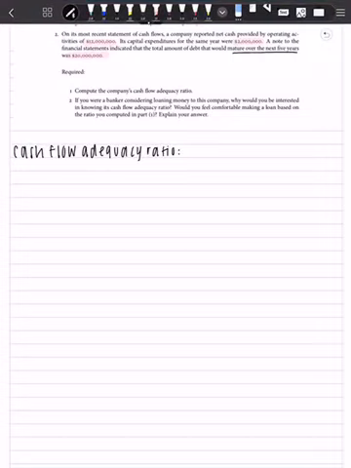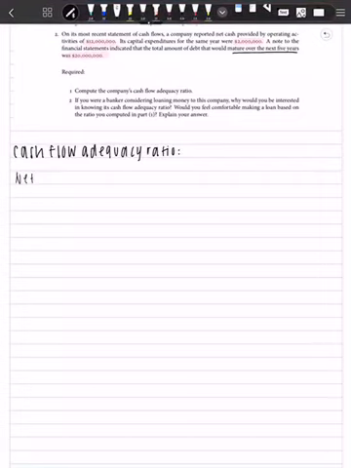So the first thing to look at before we can even get into computing the company's cash flow adequacy ratio is understanding what this ratio is and what its parts consist of. A cash flow adequacy ratio measures whether the cash generated by a company's operations is enough to pay for its other expenses.